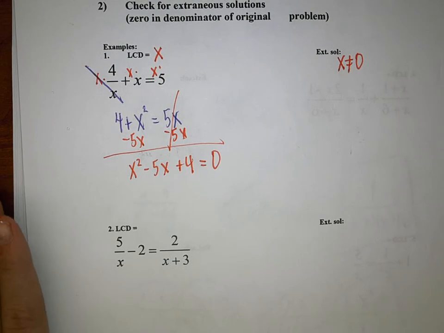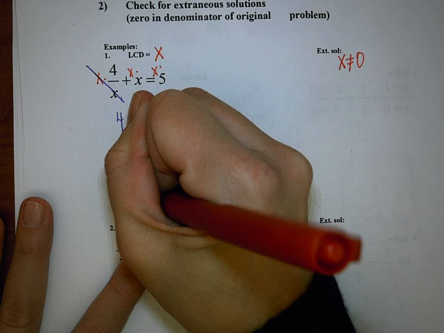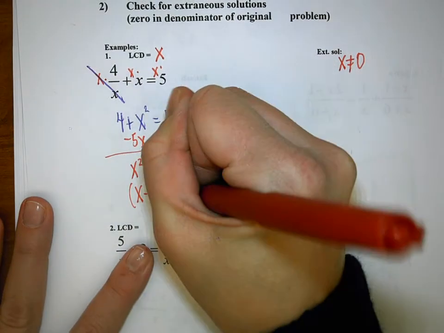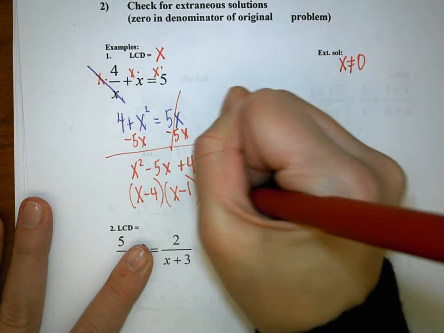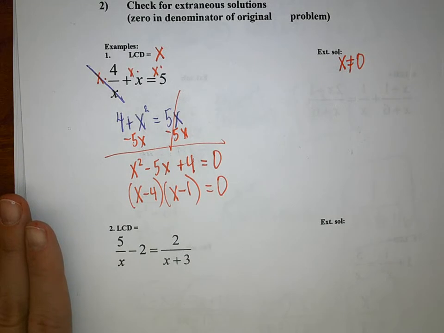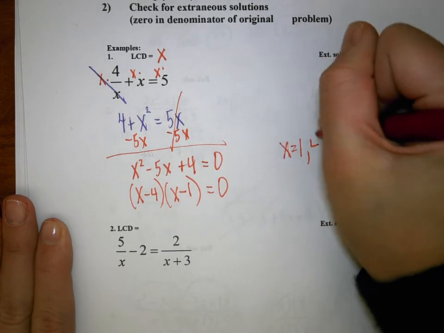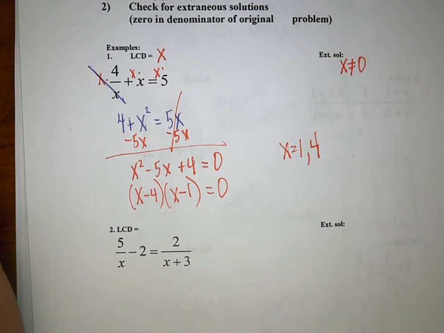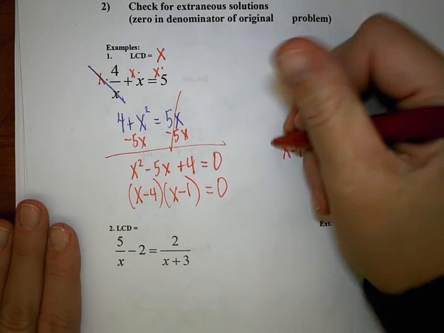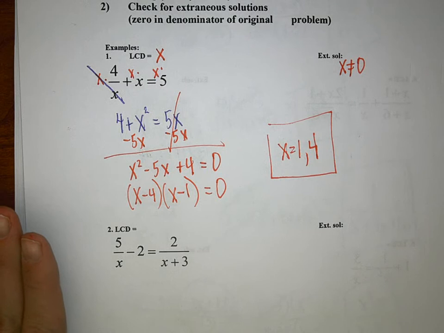How does that factor? Good. x minus 4, x minus 1 equals 0. Those multiply to be positive 4, add to be negative 5. And when we set those equal to 0, what does x equal? 1 and 4. Do either of those match our extraneous solutions? That's my answer. Questions?